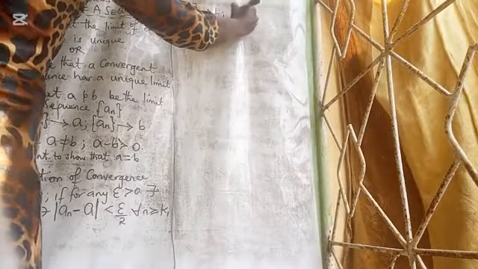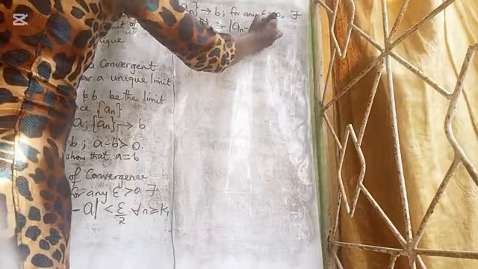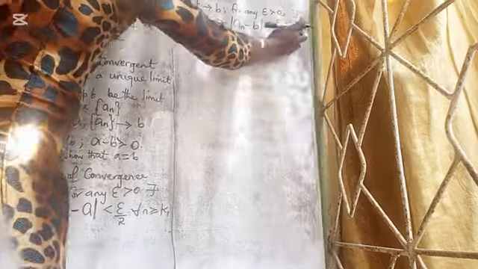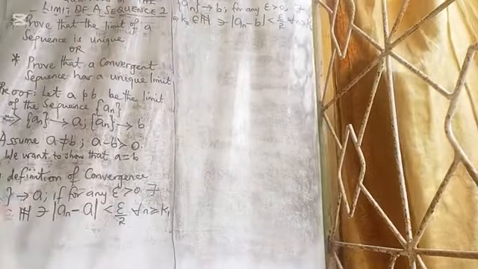And if our sequence A_n is also converging to B, then by the definition of convergence, it also means that for any epsilon greater than 0, there exists a K2 also belonging to the set of natural numbers such that the absolute value of A_n minus B will also be less than epsilon over 2 for all n greater than K2.